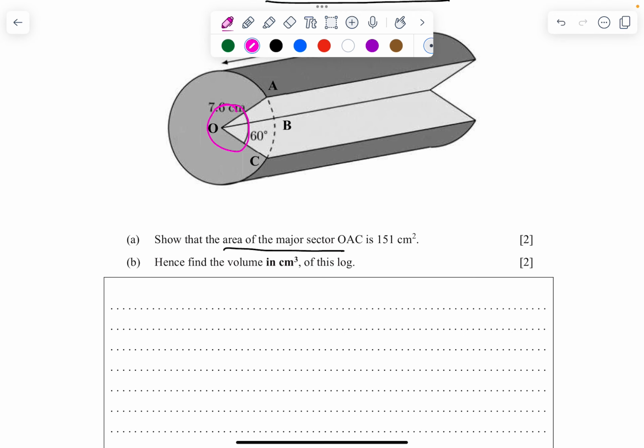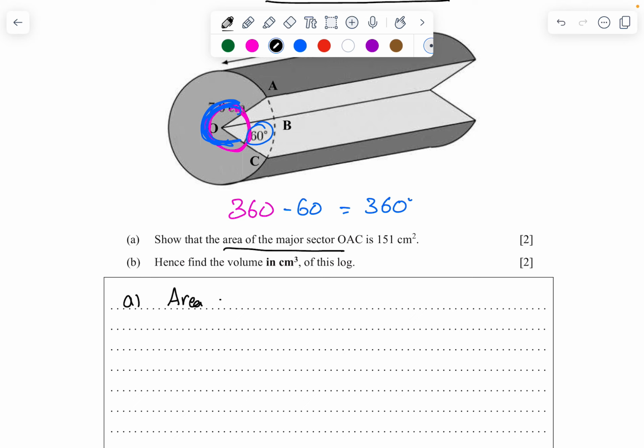So we know that total angle around a circle is 360 degrees. But now this 60 degrees is being removed. So 360 minus 60 is going to be 300 degrees. So this major angle is going to be 300 degrees. Now I want to find the area. The formula for area of a sector is theta upon 360 times pi r square, if it is in degrees. So theta is 300 upon 360 times pi times radius 7.6 whole square, which is going to be 151 centimeters square.